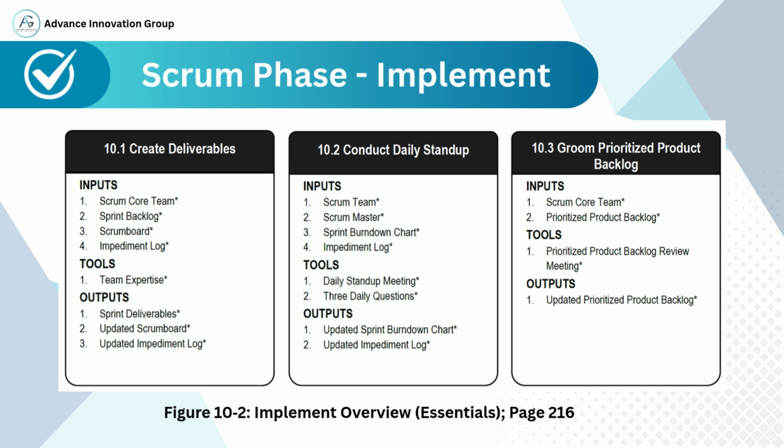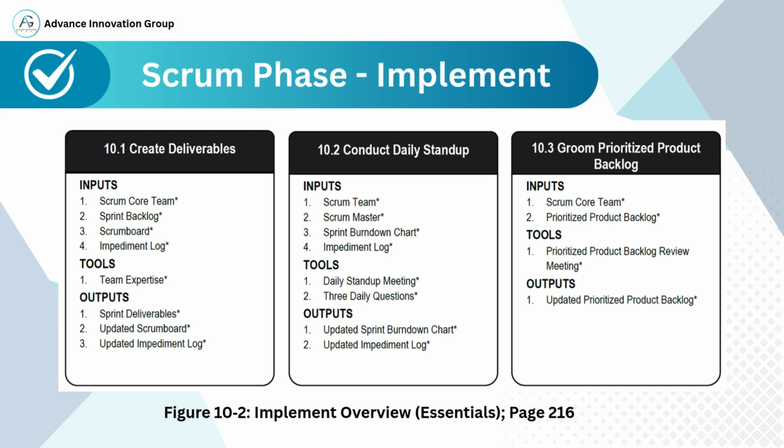10.2 Conduct a daily stand-up. Inputs: impediment log and sprint burn-down chart. Tools: the team meets daily to answer the three key questions. What did you do yesterday? What will you do today? Any impediments? Outputs: updated sprint burn-down chart, and updated impediment log.